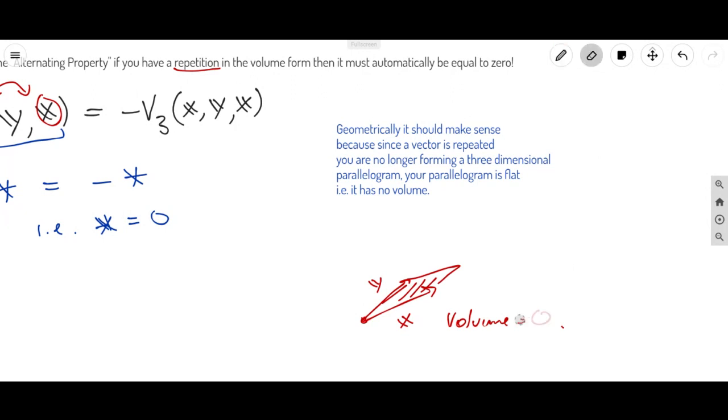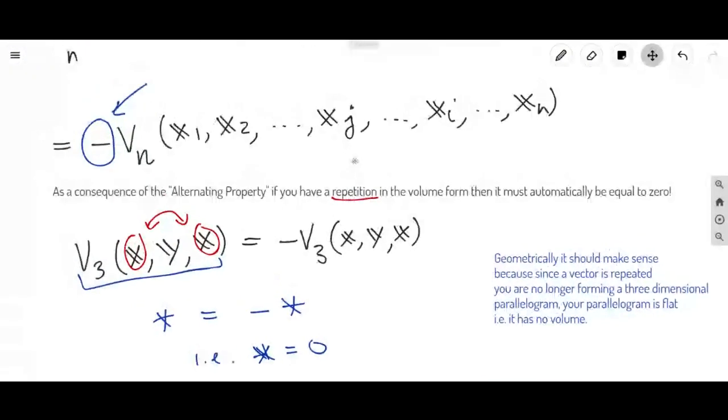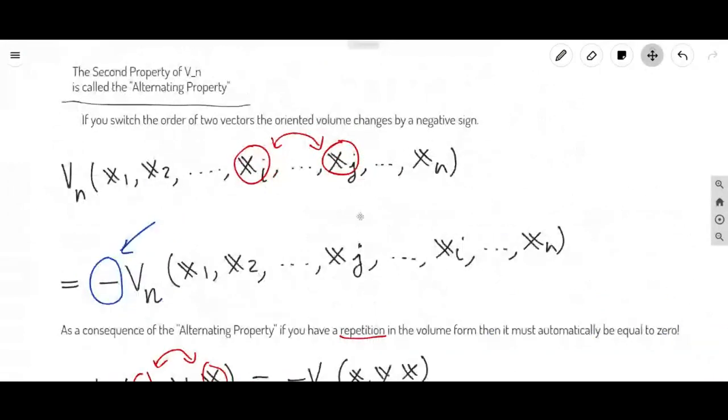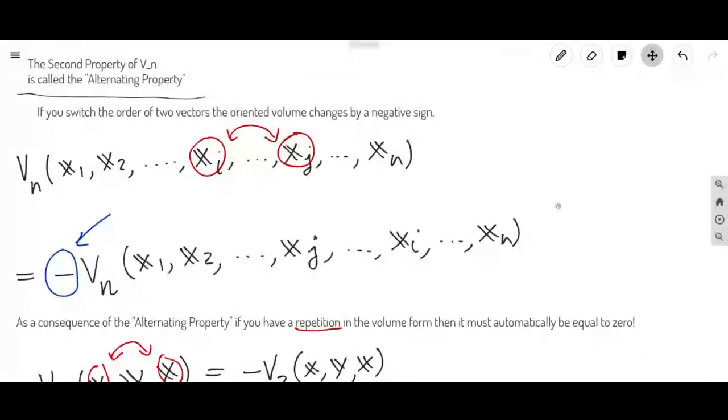Because if you're working in 3 dimensions, this has no volume. It has an area, but it does not have a volume to it. So the 3-dimensional volume would be 0. So geometrically, it makes sense that if you repeat something, you're not actually creating the entire solid in your space that you want, and so that's why the volume comes out to be equal to 0. So this is our second property.